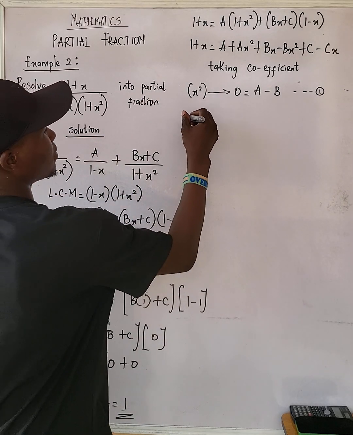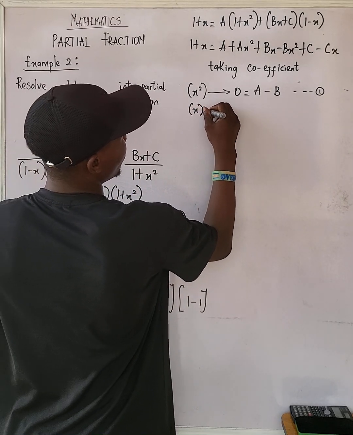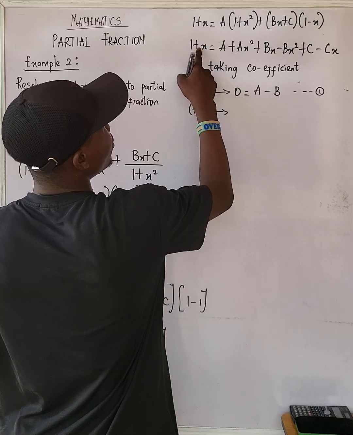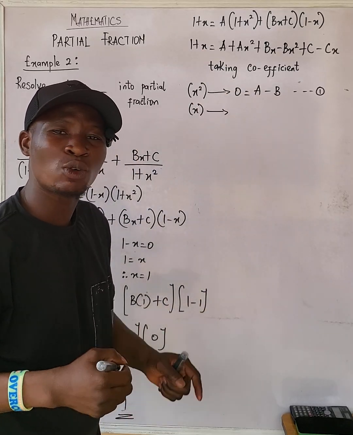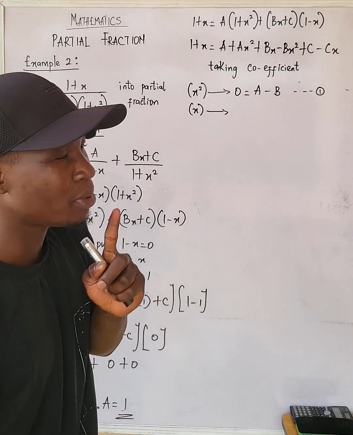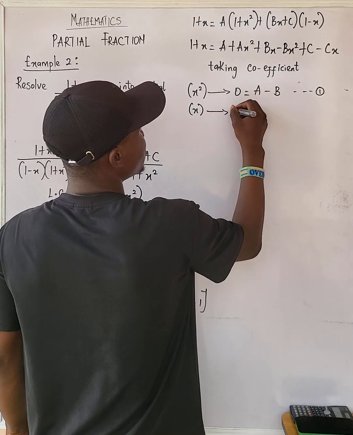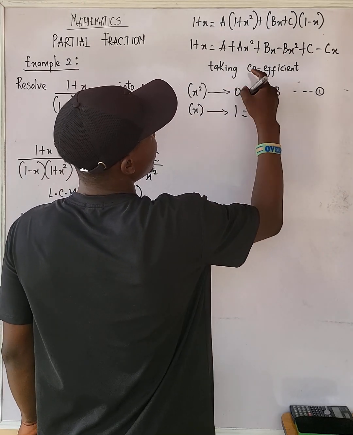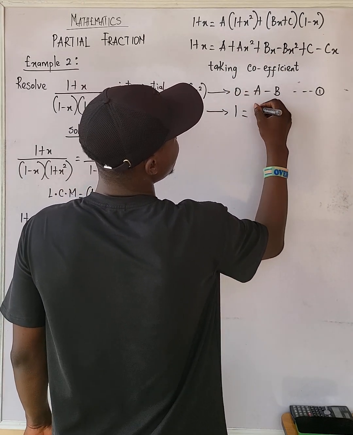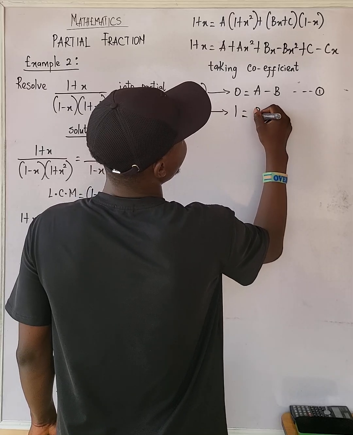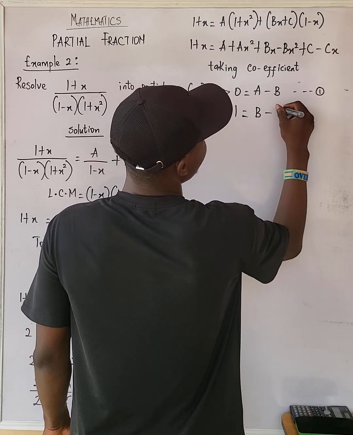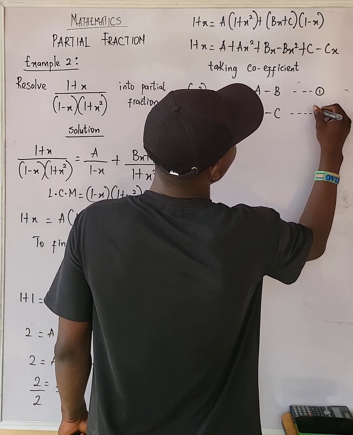Let's go for x. On the left-hand side, what's the coefficient of x? It is the coefficient we are taking, not the power. Be careful. What's the coefficient? 1. On the right-hand side, what's the coefficient of x? Here it is b, and minus c. Call this equation 2.